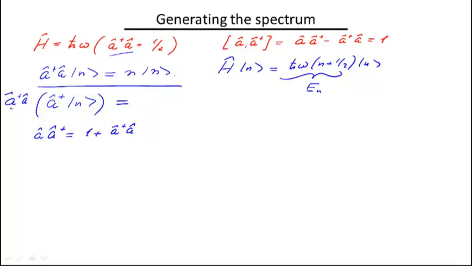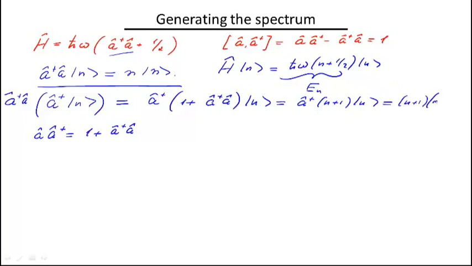So instead of a dagger a, we're going to have a dagger (1 plus a dagger a), acting on |n>. But this is just a number, and this guy we already know how it acts on |n>. By assumption, this is an eigenstate of a dagger a. So therefore, we can write it as a dagger (n plus 1). And since this is an operator and this is just a number, we can exchange the order. And so we have (n plus 1) a dagger |n>, which is exactly the same function as on the left-hand side.